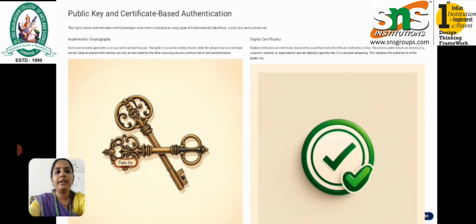Public key and certificate-based authentication. Asymmetric cryptography, where every user is granted a key pair, a public key and a private key. The next is the digital certificate. A digital certificate is an electronic document that is issued by a trusted certification authority.